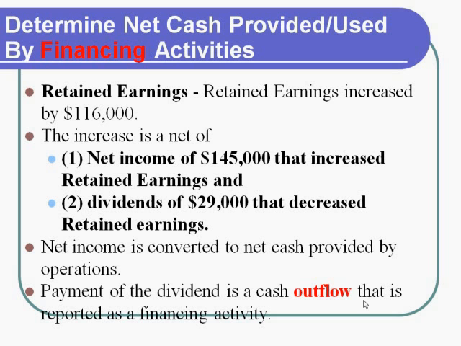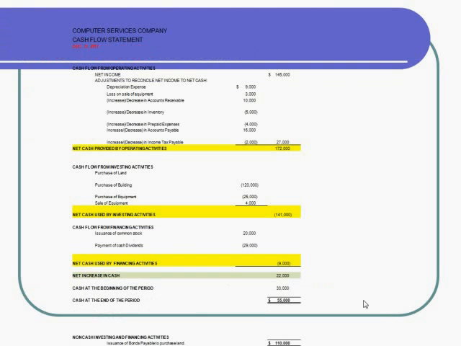So we've accounted for the $145,000 of net income. We listed that as the first line in the statement of cash flows under operations. But now we've got to list the 29,000, and that will go under what? Cash flow from financing, cash inflow or cash outflow, thumbs up or thumbs down. That'll be thumbs down, it's an outflow.